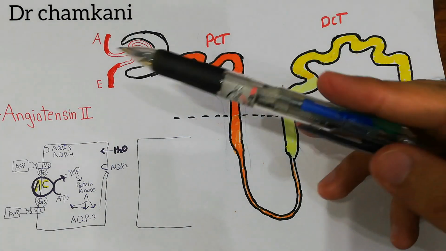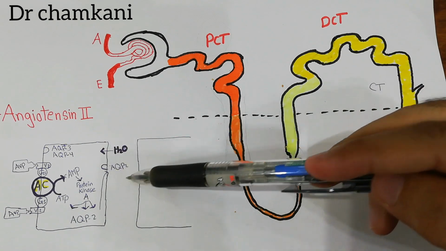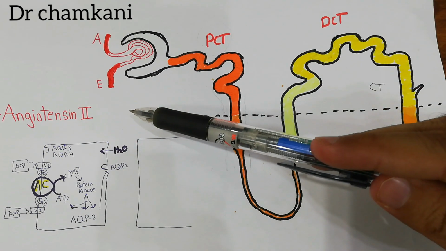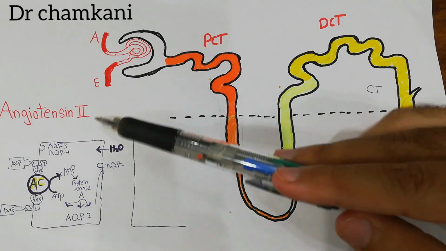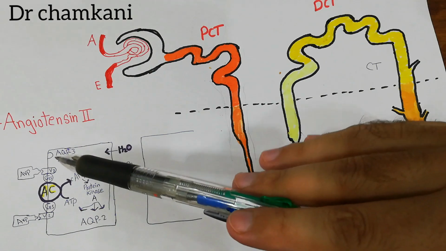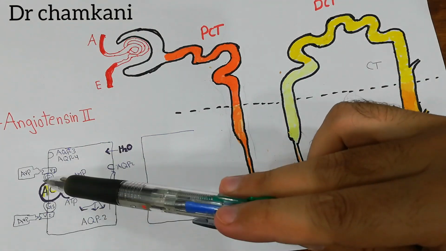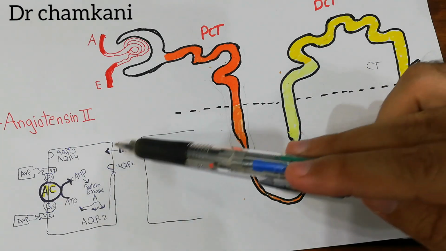Whenever there is increased release of antidiuretic hormone, water reabsorption is increased. So all the conditions which lead to dehydration, in which the amount of fluid in the body is decreased and it is important to conserve water, lead to release of a lot of ADH. ADH or AVP comes into action, binds to its receptors, and through this pathway it leads to reabsorption of water.